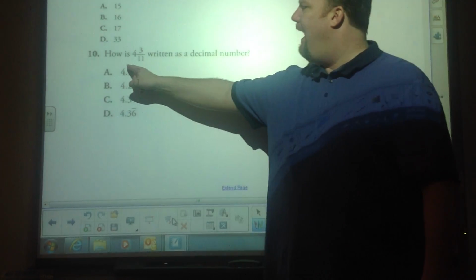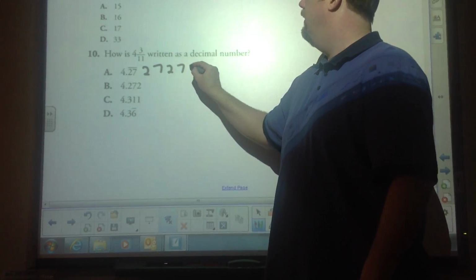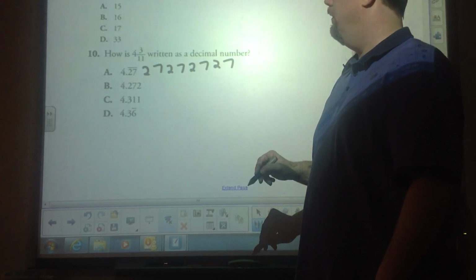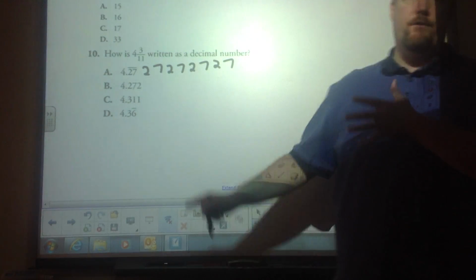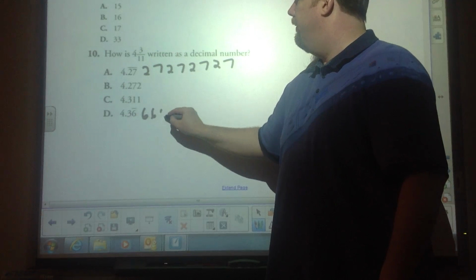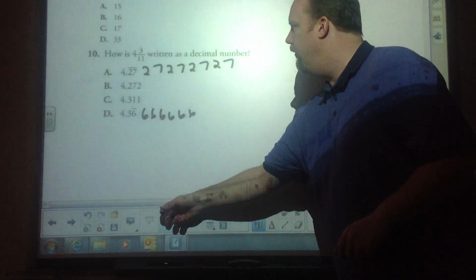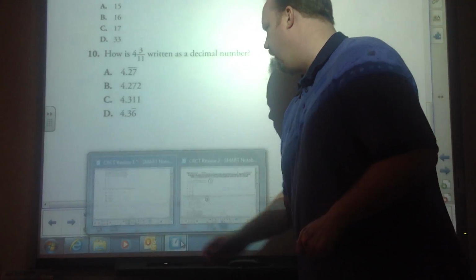And keep in mind, that line means that the 27 is repeating. This is 27, 27, 27, 27, and so on. This line, this one's just over the 6. So the 36 is not repeating, but the 6 is. So don't forget that, okay? Now let's move on, and hopefully I'll get to do most of these on the second worksheet as well.